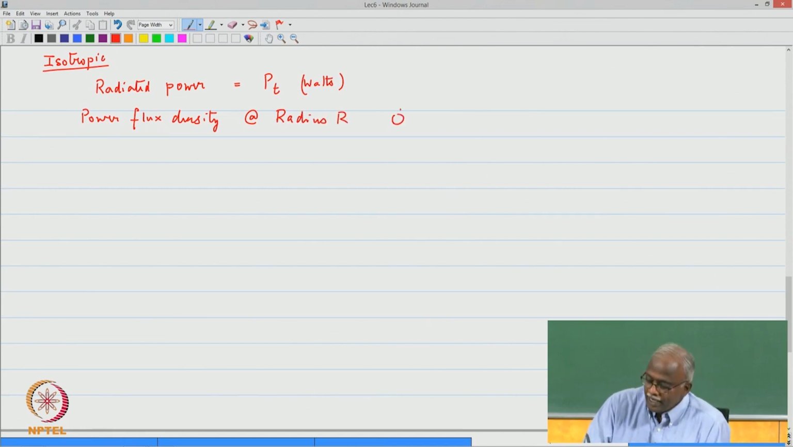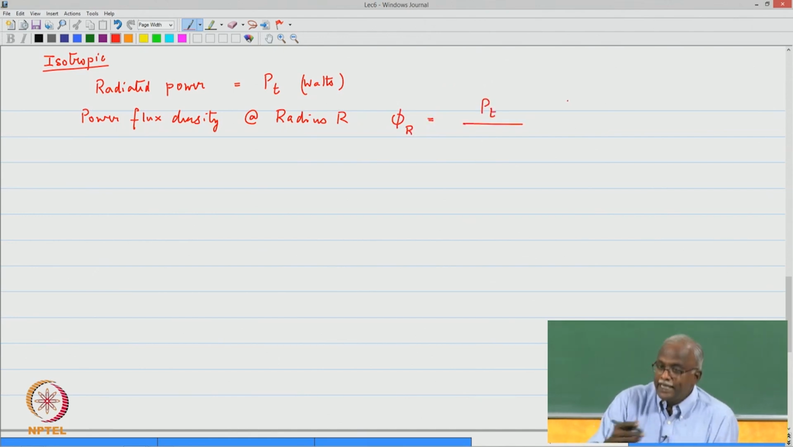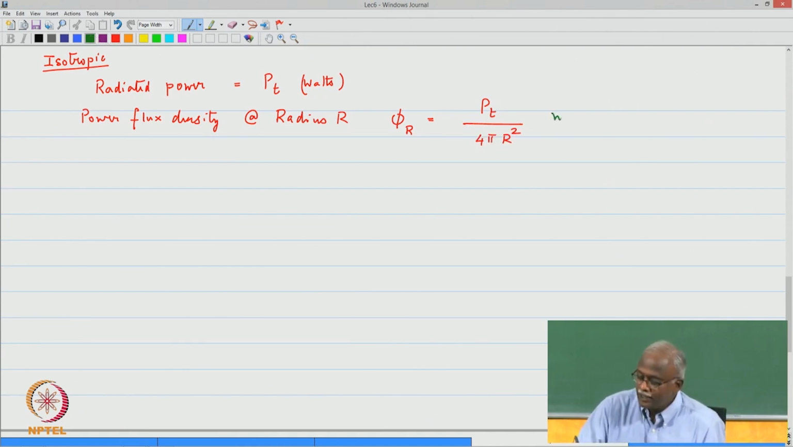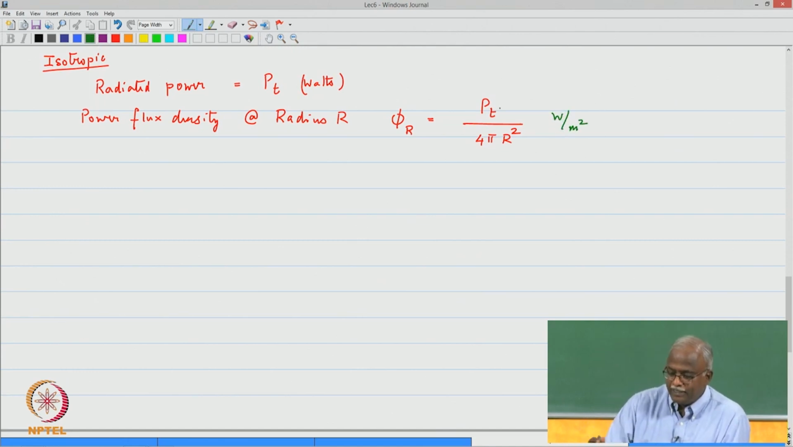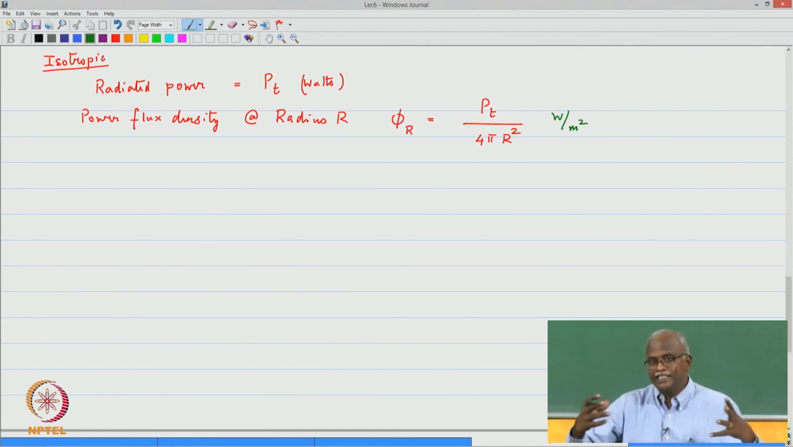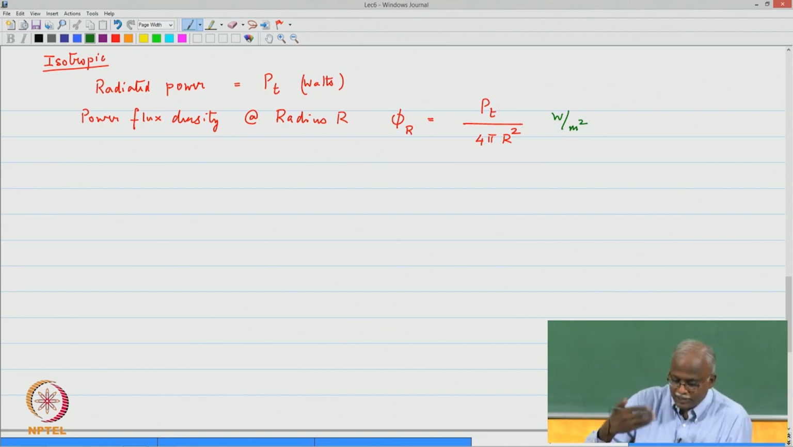This is denoted by phi subscript r, and this is given by the transmit power divided by the area of the sphere, since we are radiating in all directions, 4 pi r squared, and the units would be watts per meter squared. That is the power flux density, and this tells us how much is the intensity of the radiation when you are at a distance r, the flux intercepted per unit area.